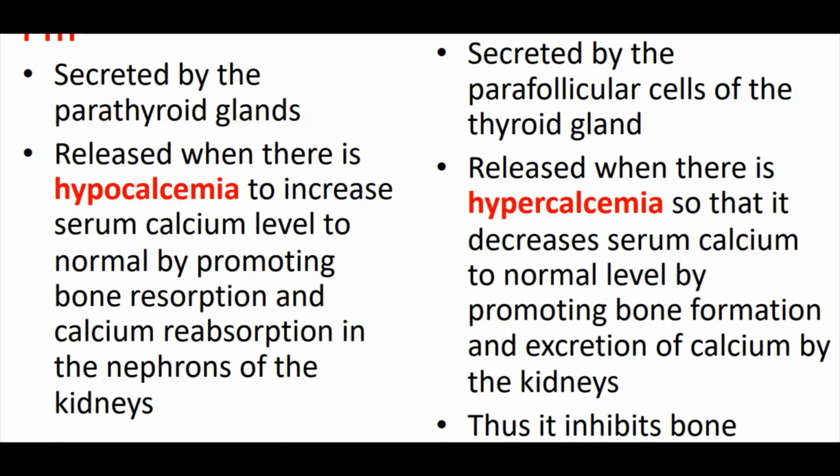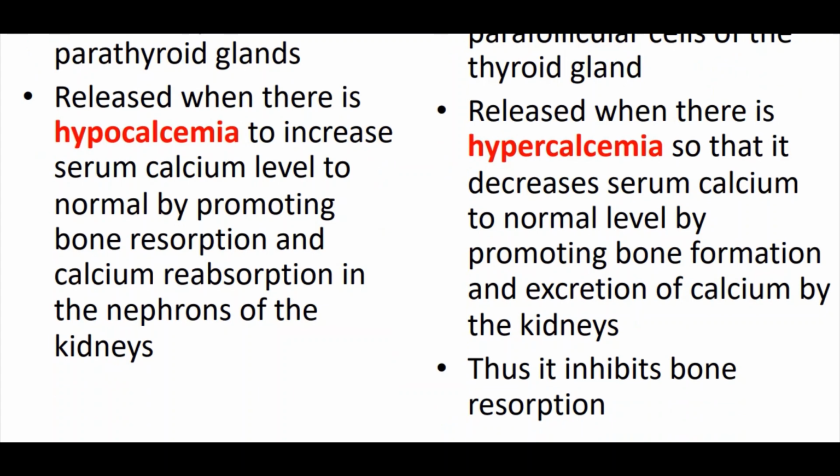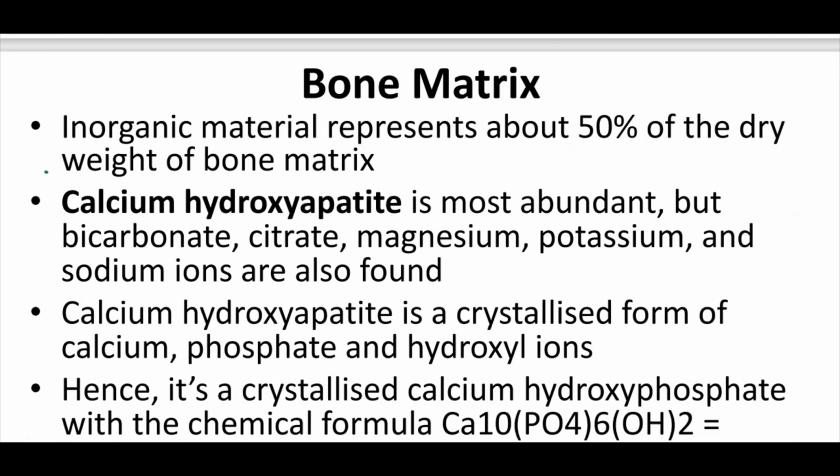When you have got low levels of calcium in the body, that's called hypocalcemia. Now, to increase the calcium levels in the body, PTH is released and it will activate the osteoclasts to resolve bone. However, calcitonin is released when there are high levels of calcium in the body, which is called hypercalcemia, so that it decreases serum calcium to normal level by promoting bone formation and excretion of calcium by the kidneys. Thus, it inhibits bone resorption. So calcitonin inhibits bone resorption. Parathyroid hormone, PTH, stimulates bone resorption. That's the difference.